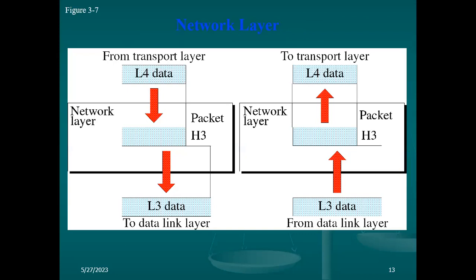This diagram depicts the functionality of the network layer. The left side indicates the sender side, and the right side indicates the receiver side. At the sender side, the network layer receives the data from the transport layer and converts the data into packets. Then the packet will be transmitted to the data link layer. At the receiver side, the network layer receives the data in the form of frames and converts the frames into packets.